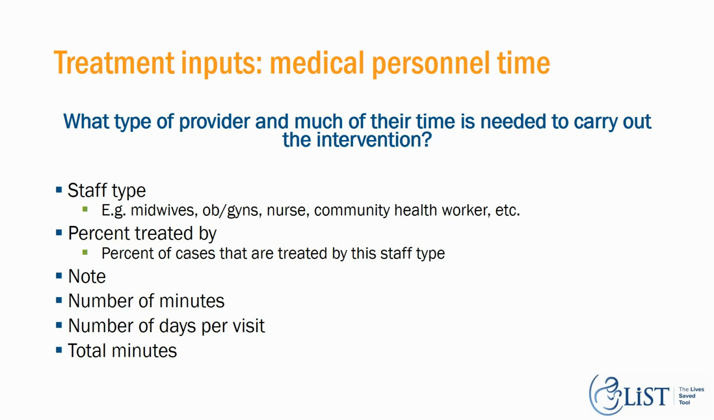Notes, once again, just to give us some background about what this intervention is or why we're selecting this cadre or any other information that's relevant here. Then we have the number of minutes. So the number of minutes that will be necessary to deliver one case of that intervention. And then the number of days per visit. So if it's something that needs to be delivered over a number of days, then that number of days will be multiplied by the number of minutes to deliver that one instance in order to get the total number of minutes of that specific staff type do we need to deliver one case of that intervention.